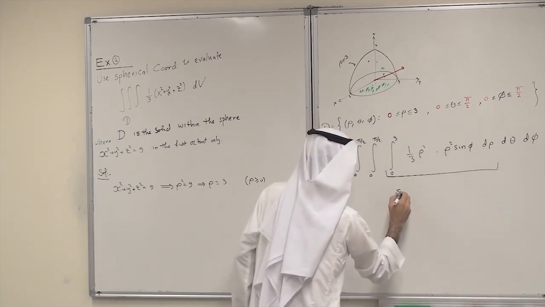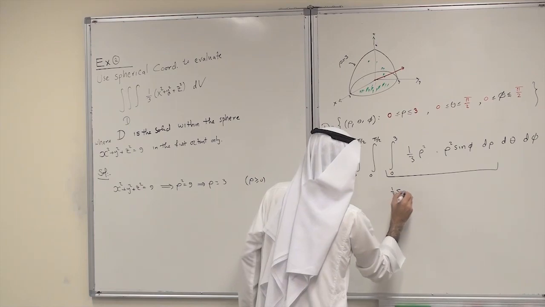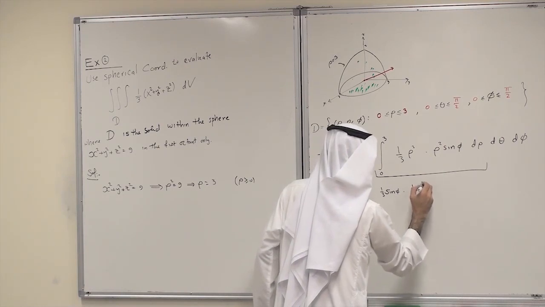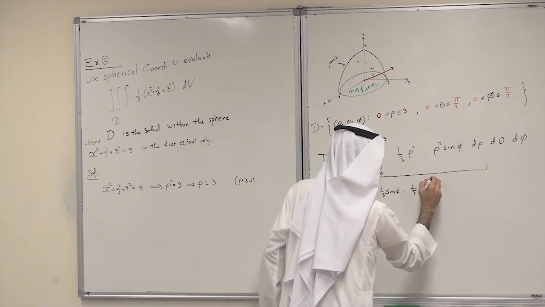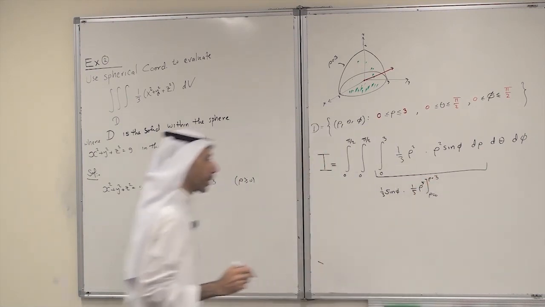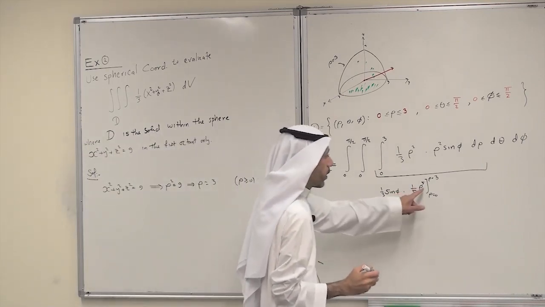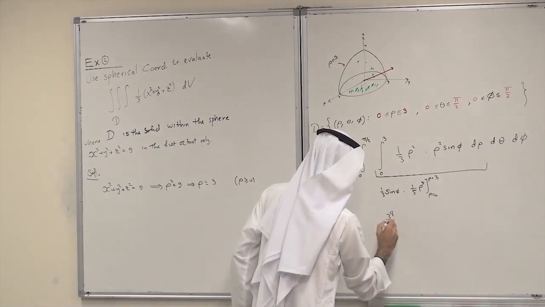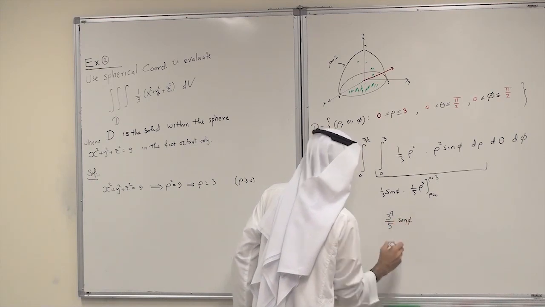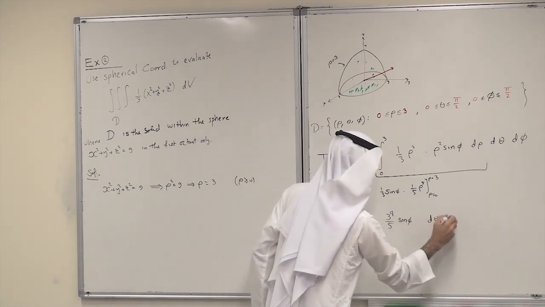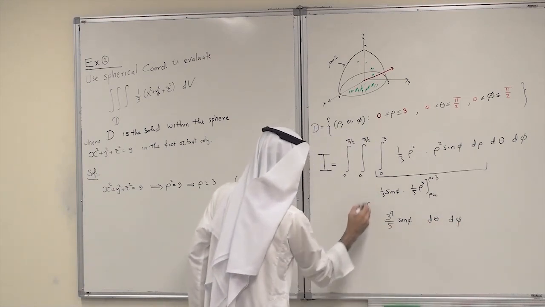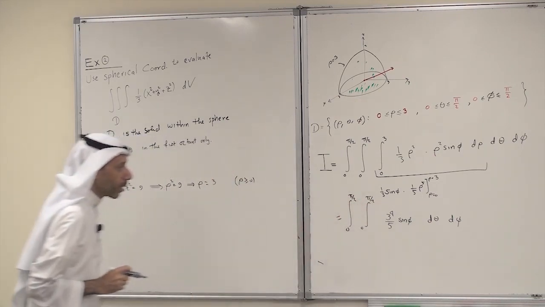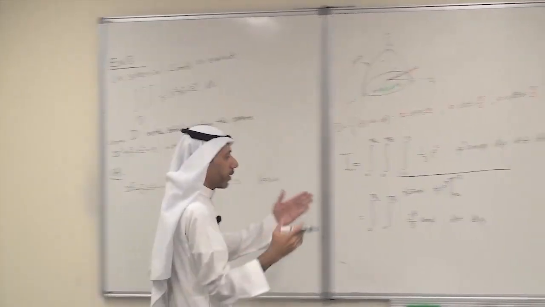So this is 1/3 sine phi. When we integrate rho to the power 4, it becomes 1/5 rho to the power 5, from rho equals 0 to rho equals 3, and this becomes 3 to the power 5 over 3, that is 3 to the power 4 over 5 sine phi d theta d phi, from 0 to pi over 2 and 0 to pi over 2. So this is the value of the inner integral.